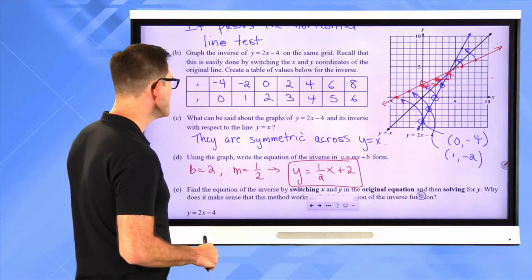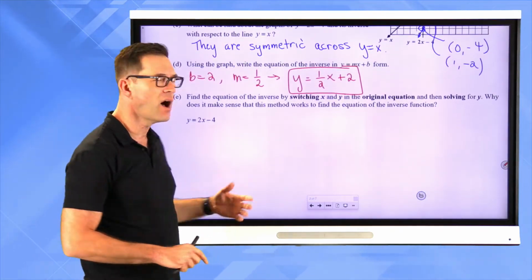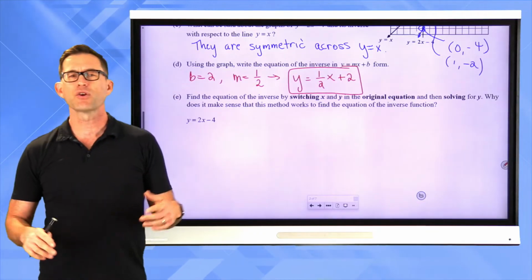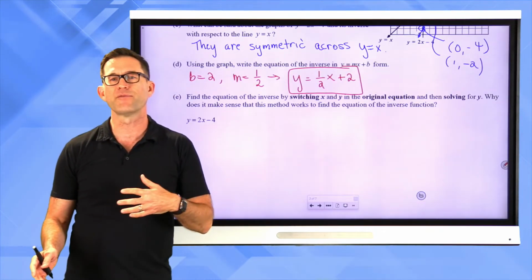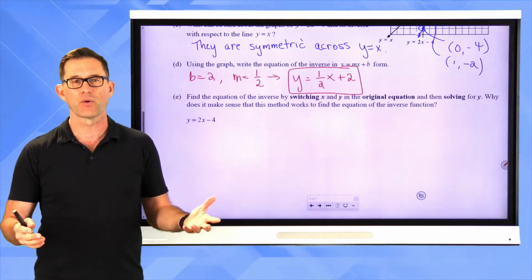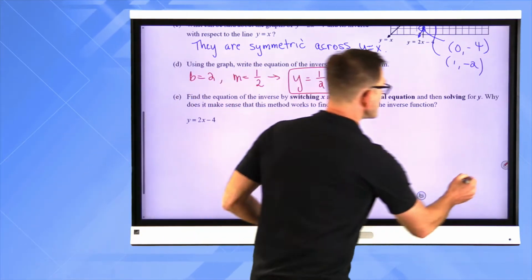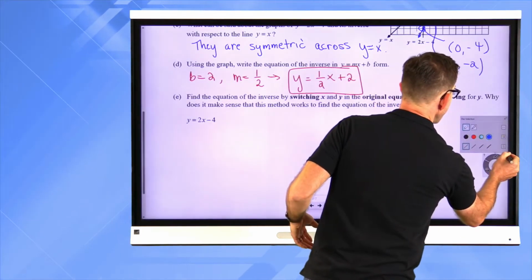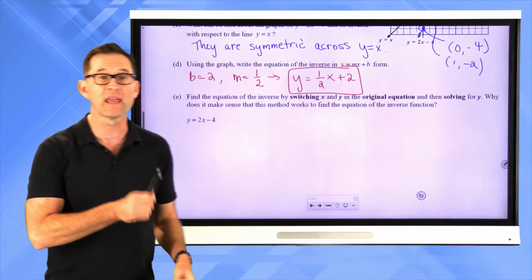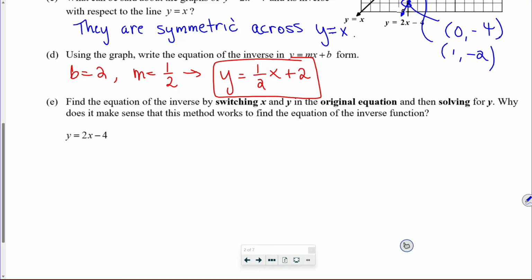Now, we would like to be able to come up with the equation of an inverse without having to graph it and then look at the graph and deduce or figure out what the equation of the inverse is from the graph. So let's take a look at the method for finding inverses in letter E. Find the equation of the inverse by switching x and y in the original equation and then solving for y. Why does it make sense that this method works to find the equation of the inverse function?